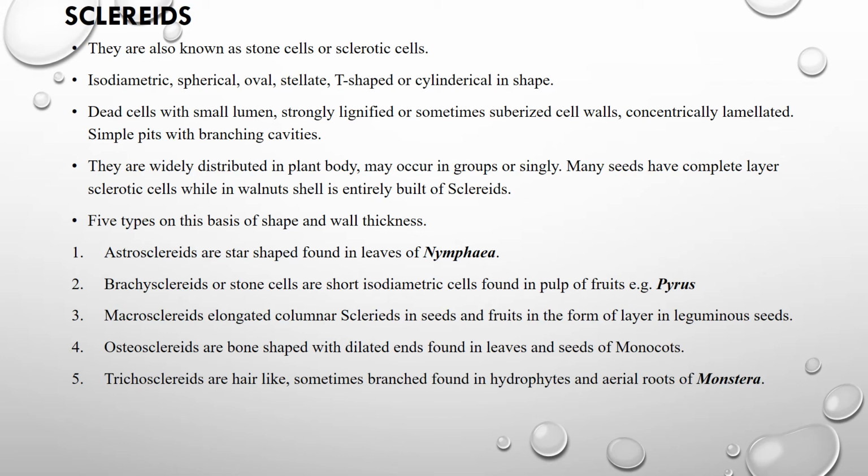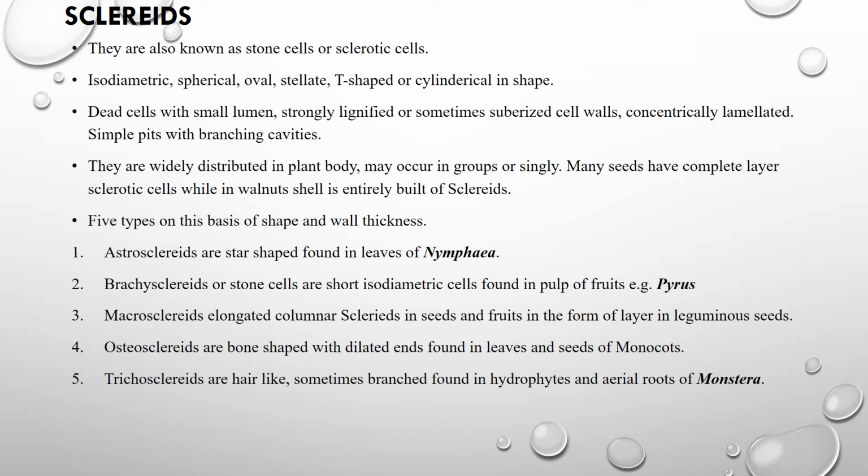Now we will study the detailed characteristics of the sclerids. These cells are also known as stone cells or sclerotic cells. They are isodiametric in shape. They may be spherical, oval, star-shaped or stellate, T-shaped or cylindrical in shape. Sclerids are dead cells with small lumen. They have strongly lignified or sometimes suberized cell wall. That means suberin may be deposited in their cell walls.